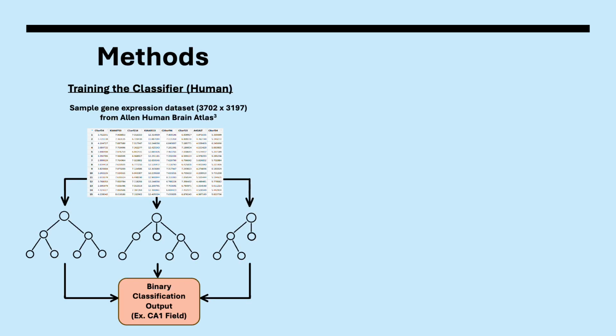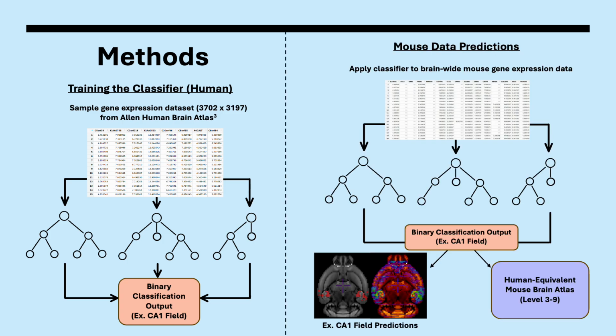I began by training a machine learning model called a random forest classifier, as shown right here, on human data. For each brain region, the classifier learned to predict whether human samples were from that region based on which genes were active, so which genes were on versus which were off. Once the classifier had been trained on all of the human samples, it was then applied to the mouse data, where it assigned a human equivalent region label to every point in the mouse brain.